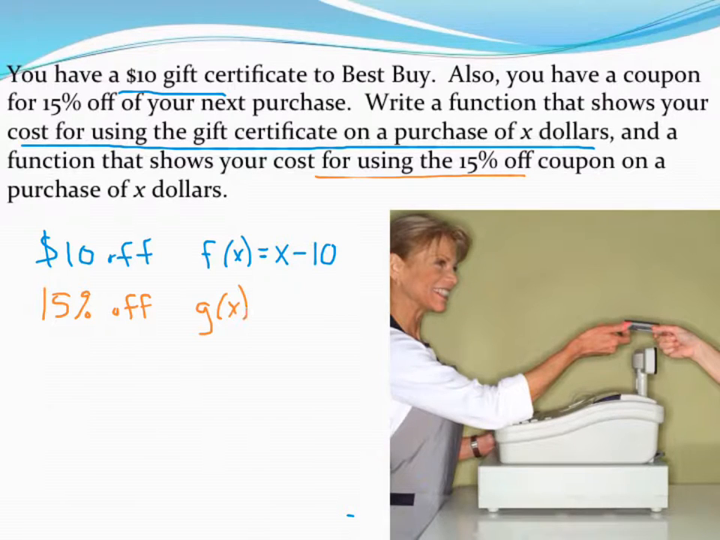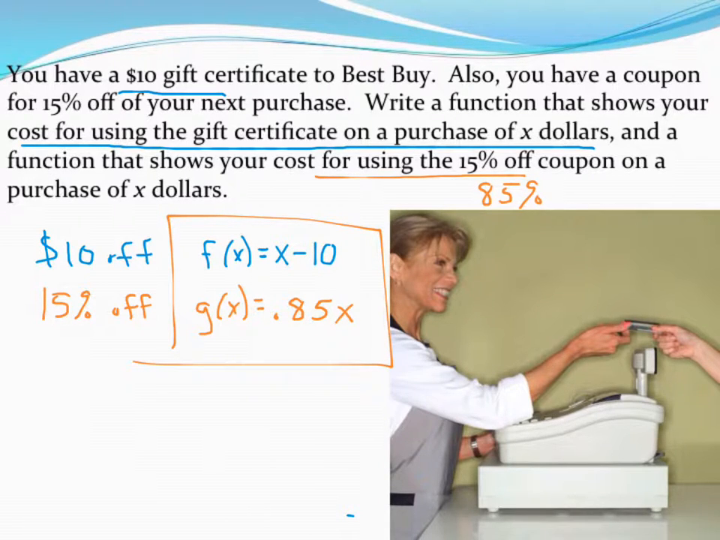Now, the trick that I like to use when I'm working with percentages is I think of it like this. If I'm saving 15%, in other words, I'm not paying for 15% of it. So what I want to figure out then is what percent of it am I paying for? Well, if I'm not paying for 15%, then I am paying for 85% of this. And so if it's a total cost of x dollars, I'm going to represent this as 0.85 times x. Once again, that's the trick that I use to represent the percentage off. If I'm not paying 15%, then I am paying 85%. So there's the two functions that represent the two different situations.